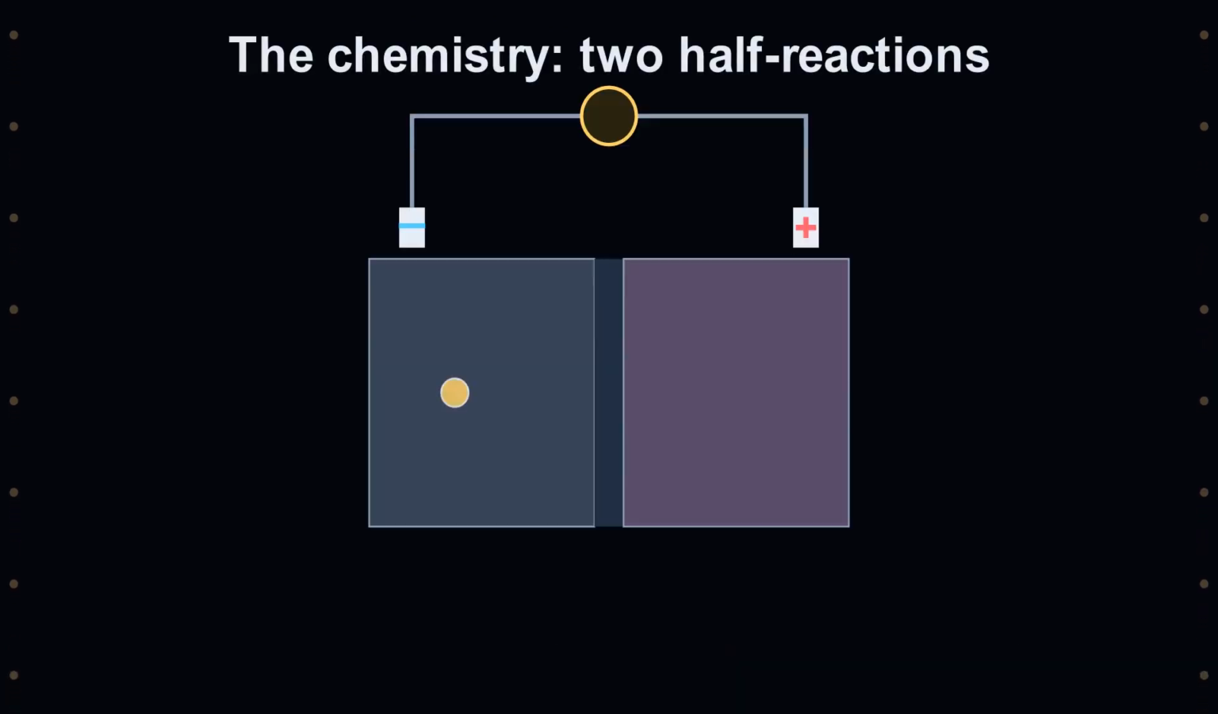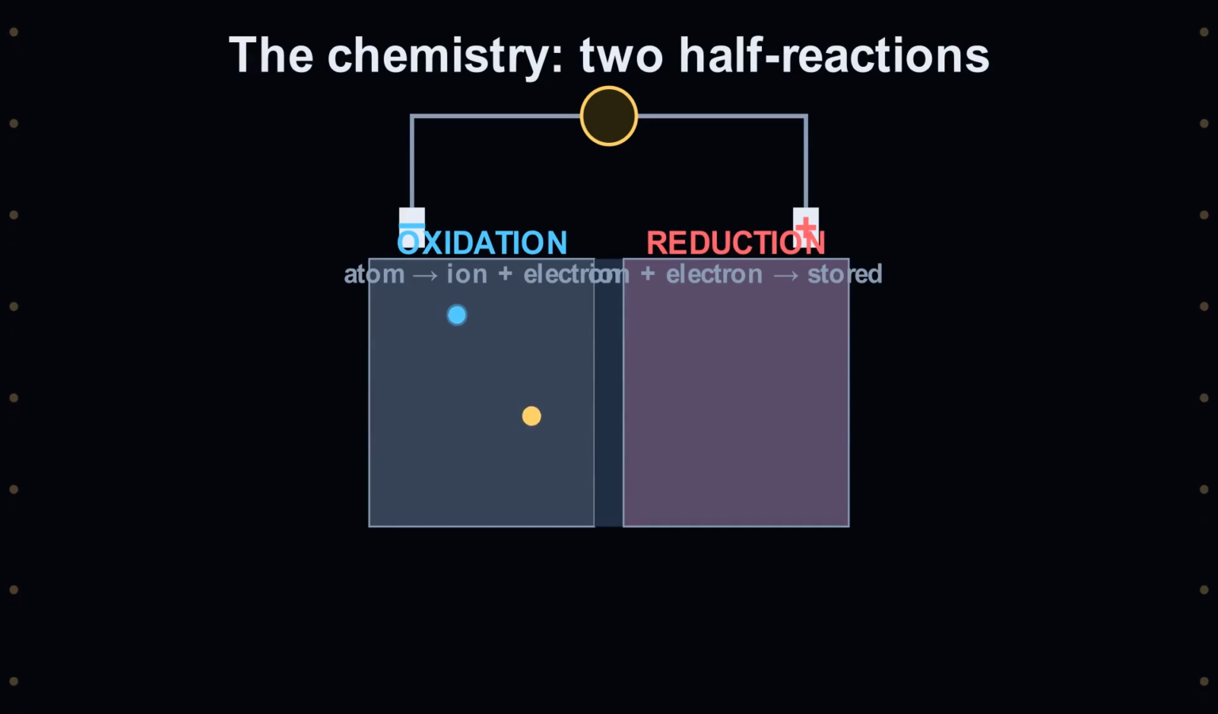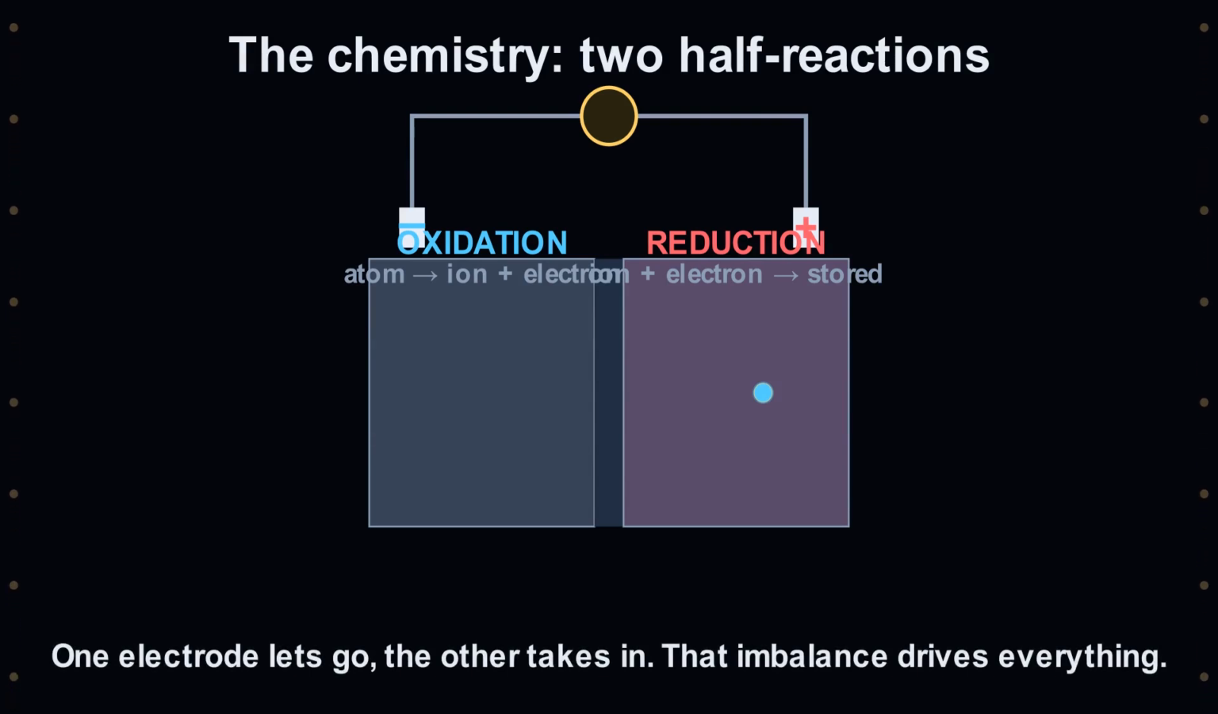Here is the real chemistry. At the negative electrode, an atom gives up 1 electron. What is left behind is a positive ion. We call that oxidation. At the same instant, over at the positive electrode, an ion and an electron are accepted back in. That is reduction. One electrode lets go, the other takes in, and that imbalance is what pushes everything into motion.